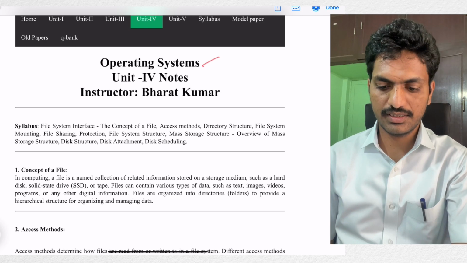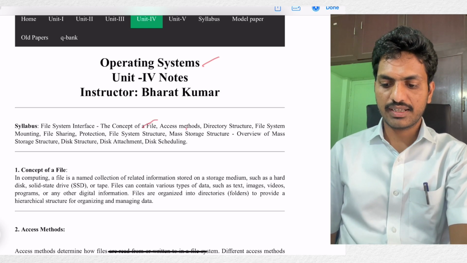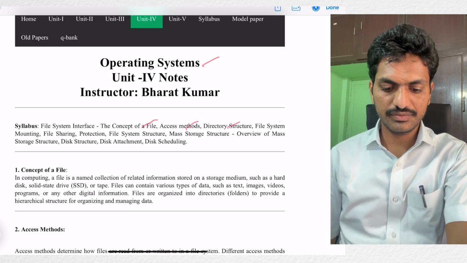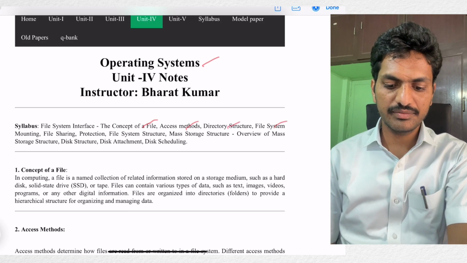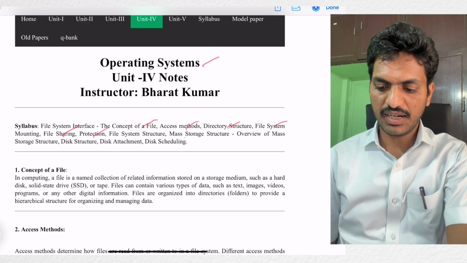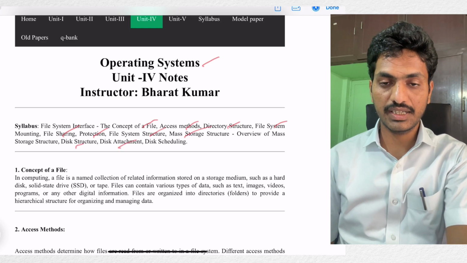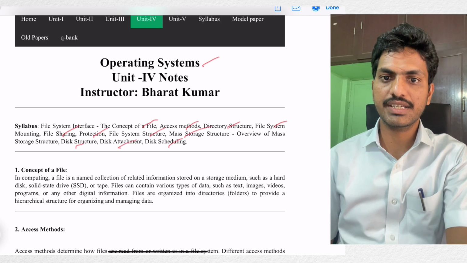Here the syllabus is like this: concept of a file, access methods, directory structure, file system mounting, file sharing, protection, mass storage, file system structures, disk structure, disk attachment, disk scheduling.